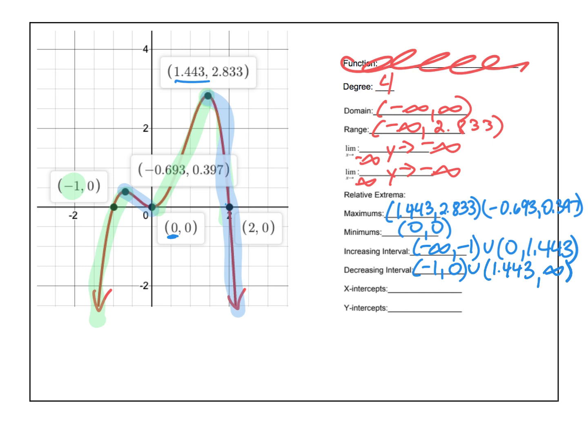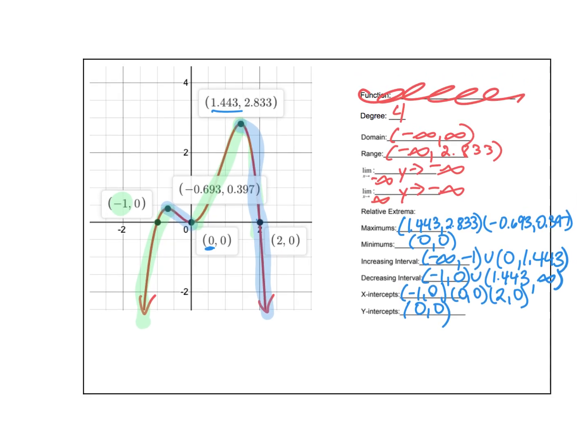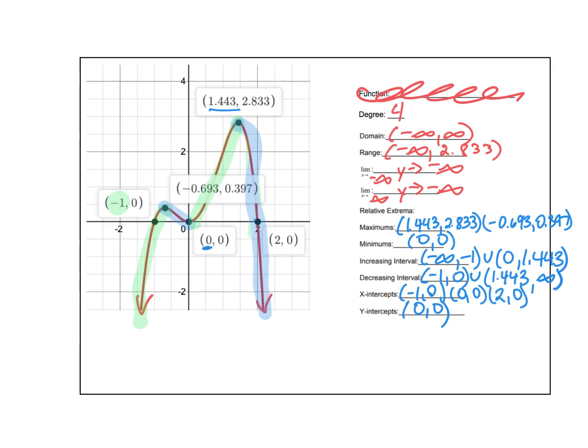Okay, x and y intercepts. So we can see -1, 0, 0, 0, 2, 0. I'm getting a little sloppy, I'm sorry. And then y-intercept, 0, 0. Okay, that is it. It's a lot.